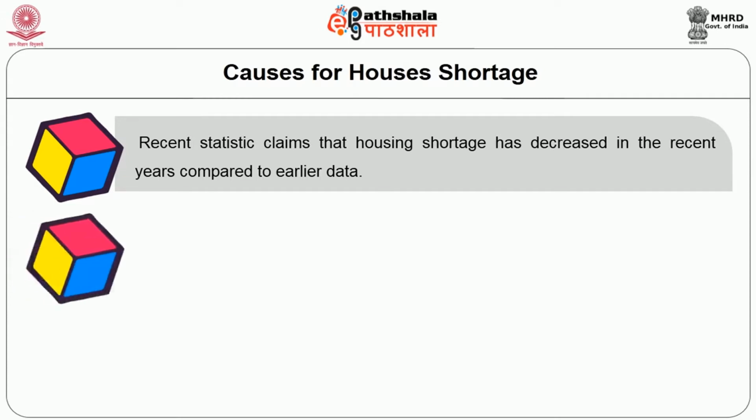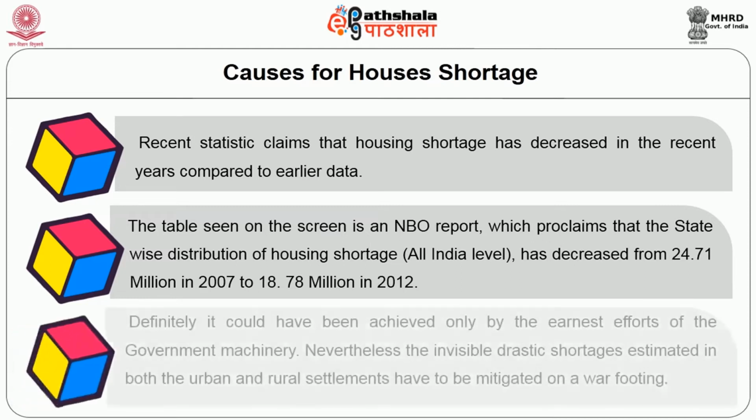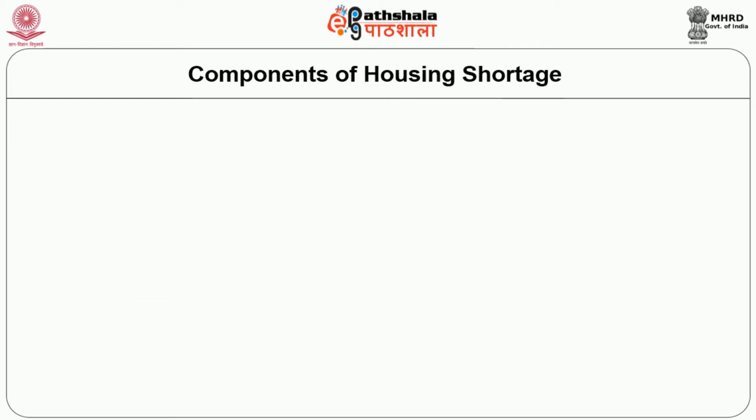The table seen on the screen is an NBO report which proclaims that the state-wise distribution of housing shortage at the All India level has decreased from 24.71 million in 2007 to 18.78 million in 2012. Definitely, it could have been achieved only by the earnest efforts of the government machinery. Nevertheless, the invisible drastic shortages estimated in both the urban and rural settlements have to be mitigated on a war footing. Housing shortage has to be given a thought on other lines too.